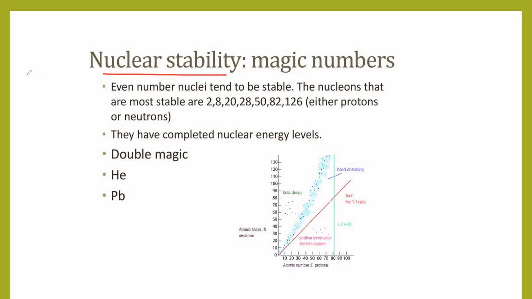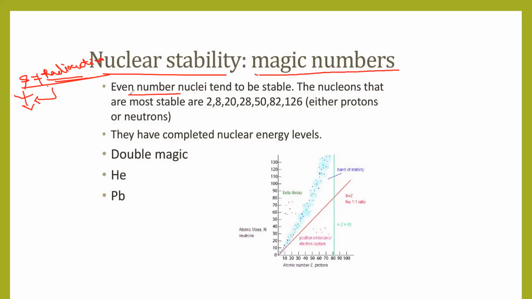If a nucleus is stable, then it won't be radioactive. If the nucleus is stable then it will not be radioactive. Why? Radioactivity happens when the nucleus is unstable and wants to become stable, then it will emit radiation. So if the nucleus is stable, it won't be radioactive. So how can we say that a nucleus is stable? There are some magic numbers.